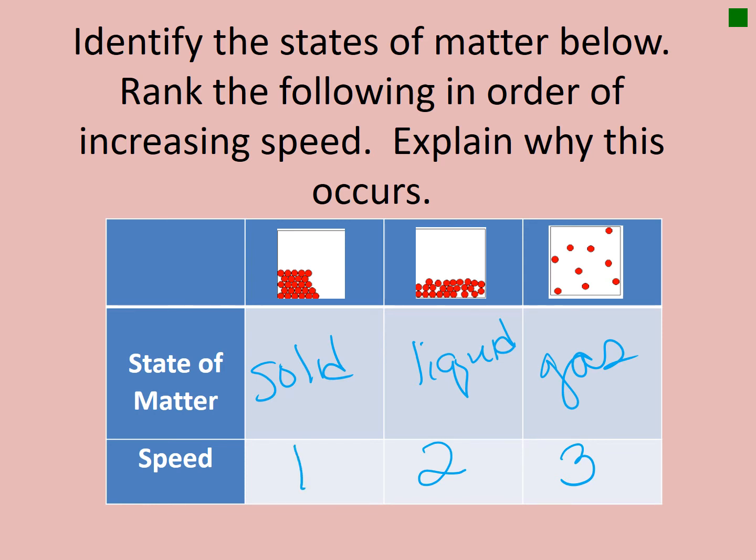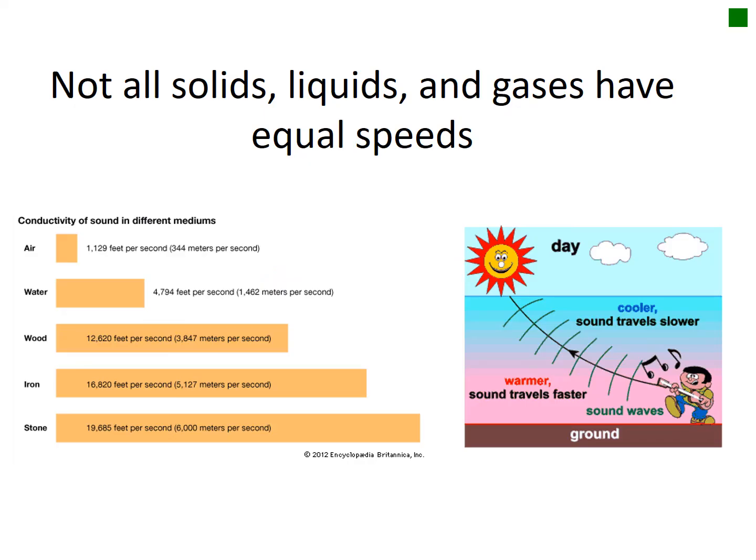Why does that occur? It's all because, once again, the particles are closest together for a solid, and they are most spread out for a gas. So it's going to take time for the gas to transfer its sound energy to another particle, whereas with the solid, it does it instantaneously almost. All right, so not all solids, liquids, and gases are of equal speed, and a lot of times that deals with density, so how close are those particles to one another.